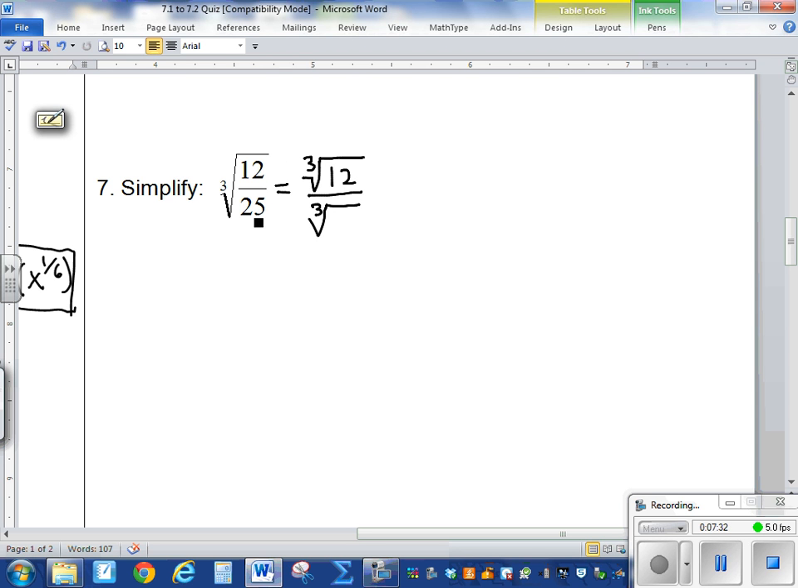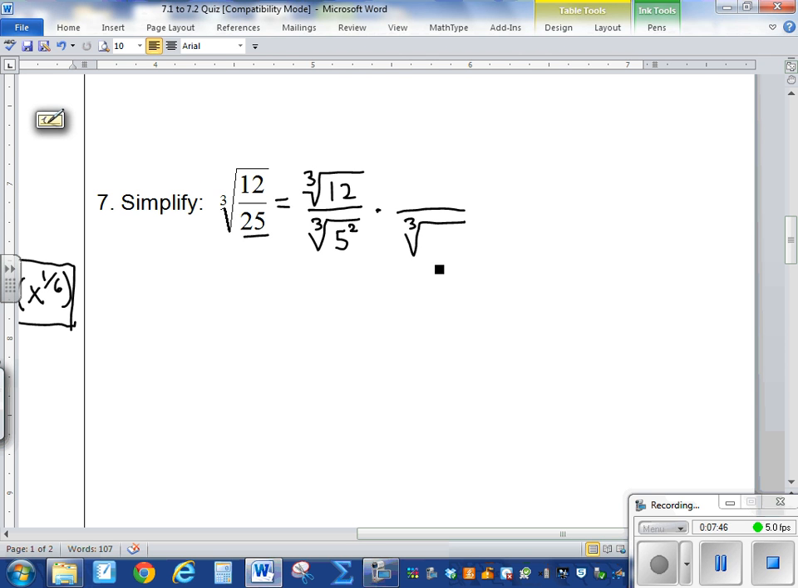Now, third root of 25, I'm going to write as 5 squared. Now we need 3 of them. We only have 2 of them, so we've got to multiply by the fancy 1. So that's going to be a cube root of, we need 1 more, so 5, and then a cube root of 5. Now, be careful here because you can't put them together unless they have the same root. So on the bottom, they have the same root, so you're going to get a cube root of 5 cubed. Now, on the top, it's the same also, so you can do 5 times 12 is 60. So cube root of 60.